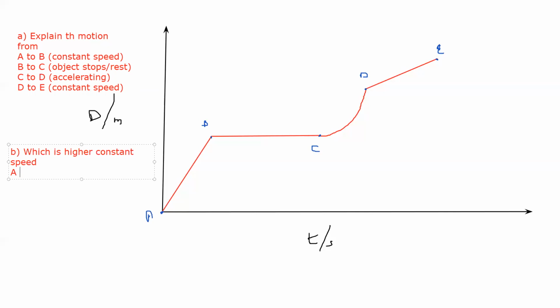A to B or D to E. So which value of the speed is higher? From A to B it's higher, or from D to E it is higher? So from A to B it is higher. Why is A to B higher?